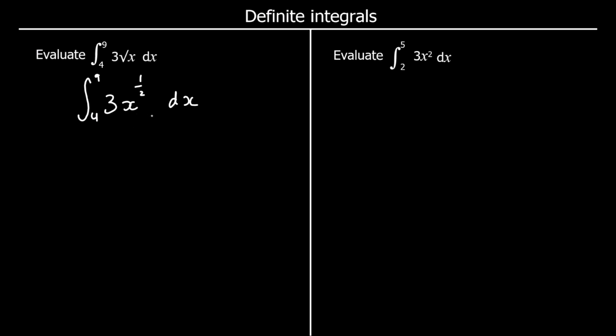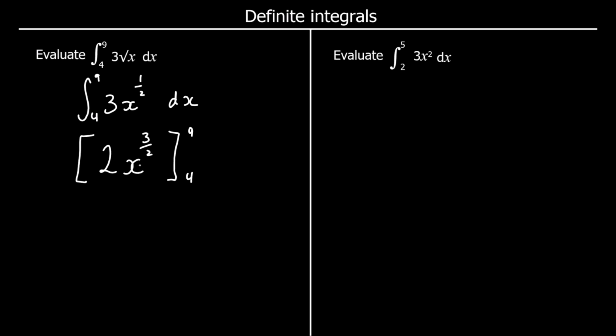So to integrate, add 1 to the power, and divide by the new power. 3 divided by 1.5 is 2. I'm not going to plus c. If I did plus c, when I take them away, the c would just disappear anyway. So I've got 2x to the power of 3 over 2, and I put these square brackets around it, and I've put the two limits on the outside.